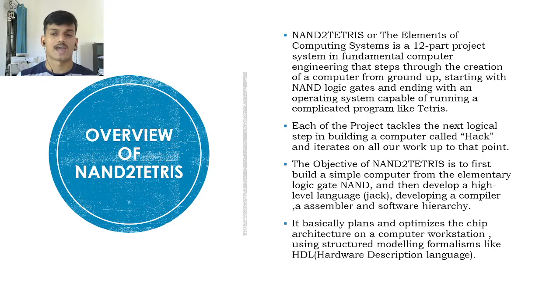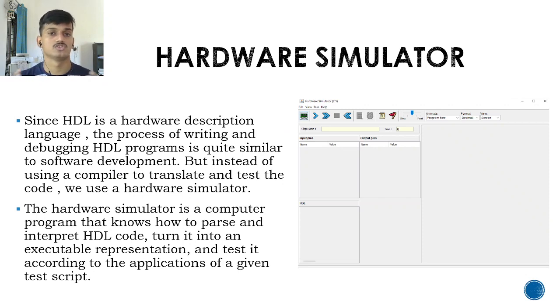Each of the projects tackles the next logical step in building a computer called Hack, and iterates all our work up to that point. The objective of NAND2TETRIS is to first build a sample computer from the elementary logic gate called NAND, and then develop a high-level language called Jack, building a compiler, an assembler, and a software hierarchy. It basically plans and optimizes the chip architecture on a computer's workstation using structured modeling formalisms like HDL, or hardware description language. Moving on, hardware simulator.